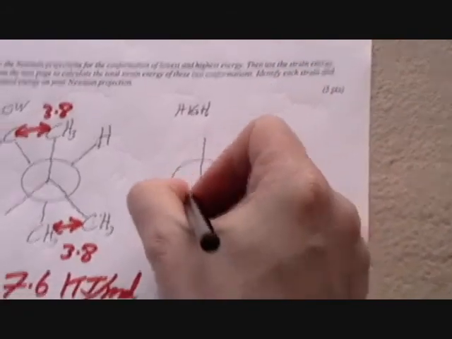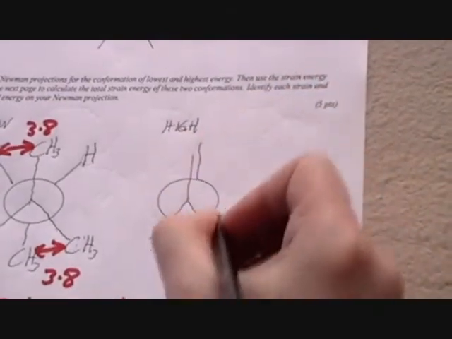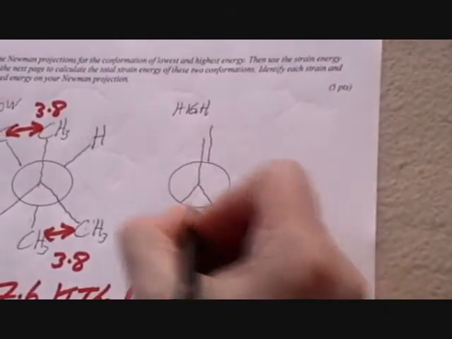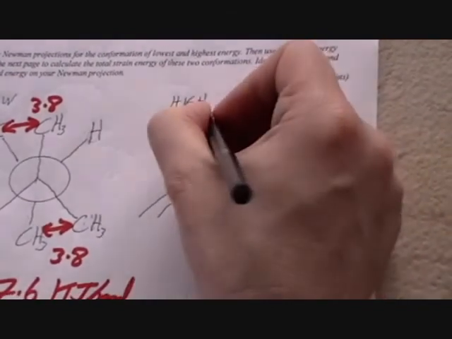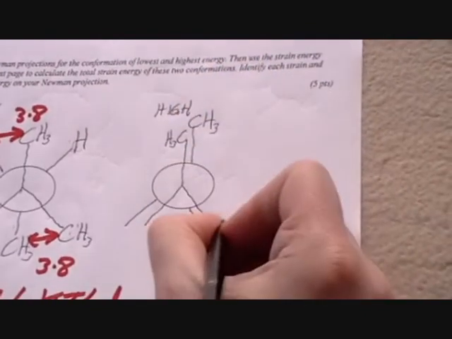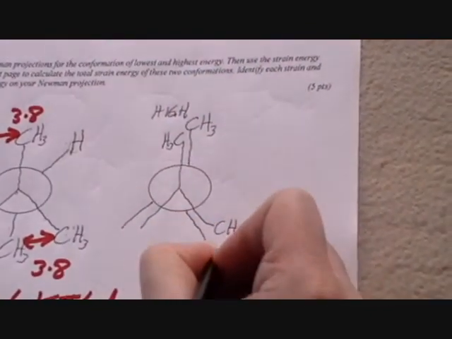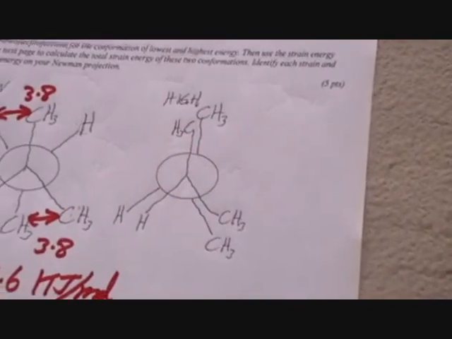So the highest energy, this time, we're looking at the groups when we have eclipsing of the atoms behind each other. So the highest possible one, we put CH3 to CH3, CH3 to CH3, and then hydrogen to hydrogen.